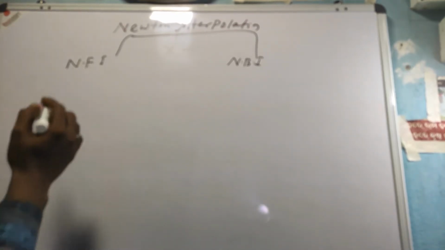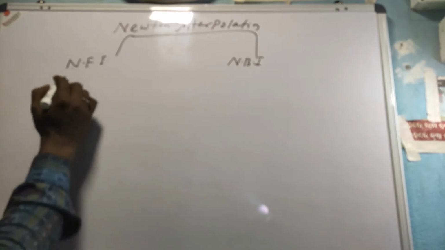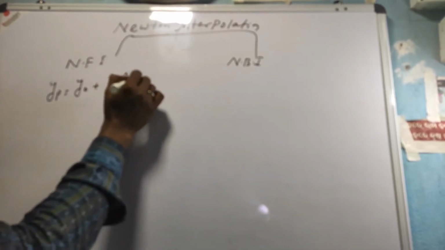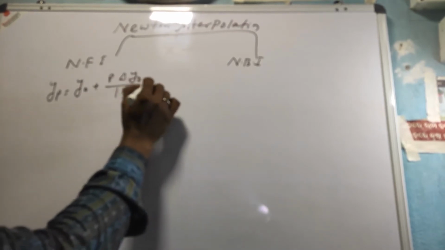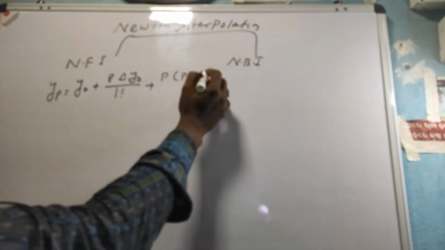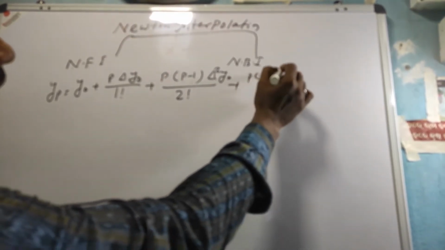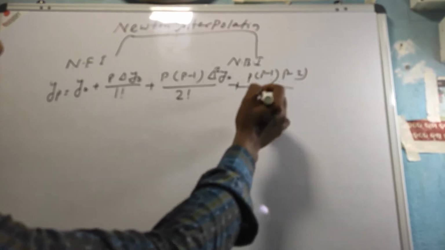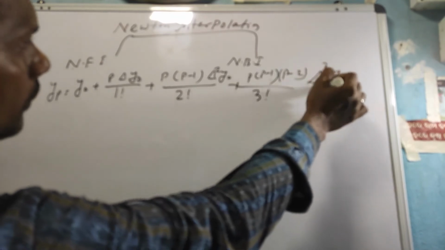Newton forward interpolation means, suppose I ask a student to count the numbers from 0 to 10. The student must count 0, 1, 2, 3, 4 up to 10. So in the case of yp, we can write the formula: y0 plus p del y0. This is forward, so we use the del symbol. The power of p is 1, so we write 1 factorial. Next, p into p minus 1, that is p squared, del squared y0, with 2 factorial. Similarly p into p minus 1 into p minus 2, that is p cubed, with 3 factorial, del cubed y0. So it is easy to remember.